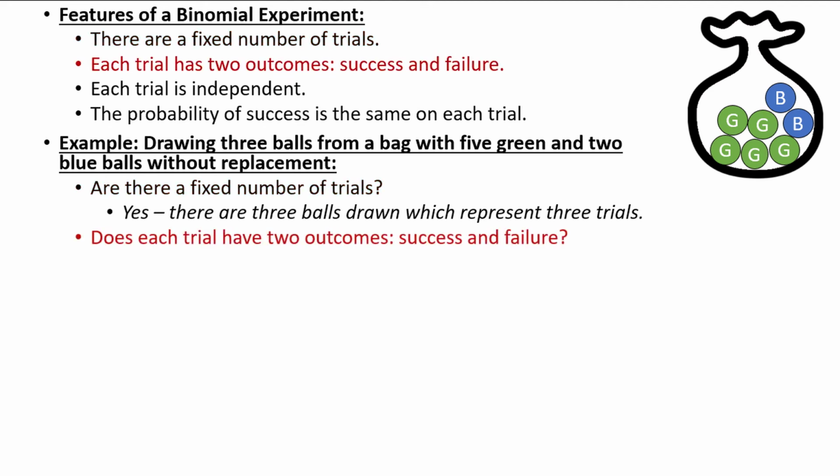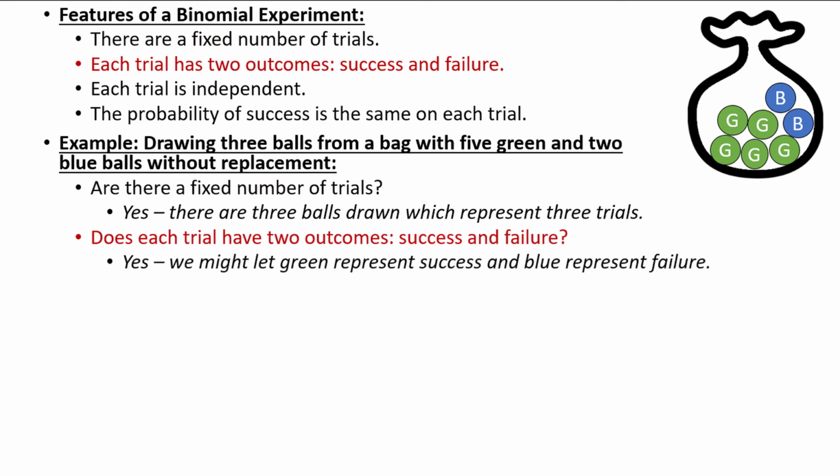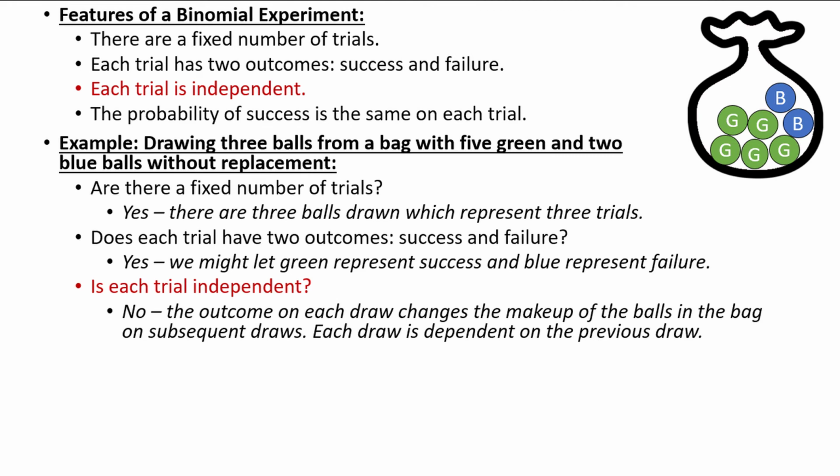Does each trial have two outcomes, success and failure? Yes, we might let green represent success and blue represent failure, or the other way around. Even if we had more than 2 ball colors, we could still define one color as success and all of the other colors as failure. Is each trial independent? No. The outcome on each draw changes the makeup of the balls in the bag on subsequent draws. The outcome of each draw is dependent on the previous draw's outcome.